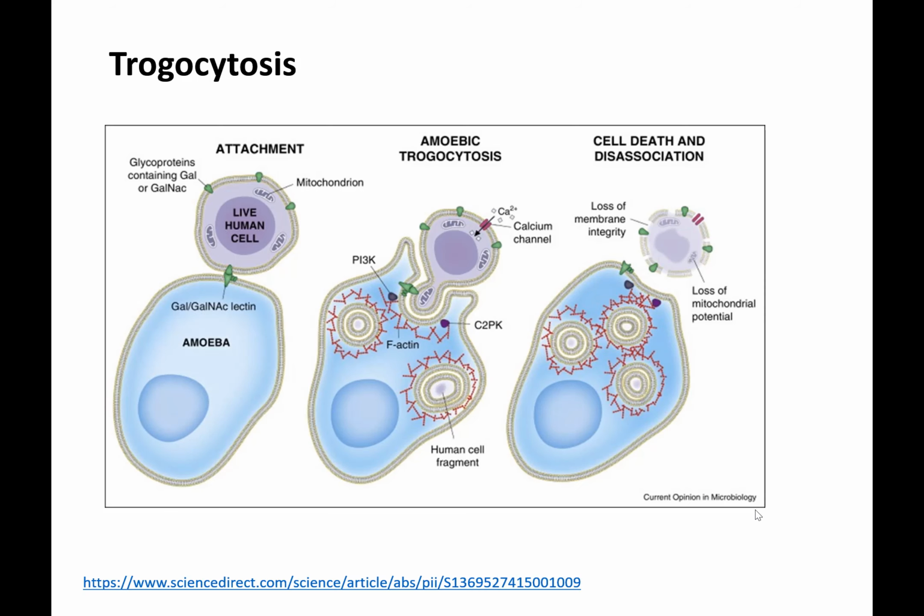So I just want to make sure you understand the difference between trogocytosis and phagocytosis. So trogocytosis is this idea of a nibble, meaning that the amoeba is biting off or removing a little bit of the membrane, cytoplasm, cell contents from the, in this case, human cell that they are attacking, but they're not engulfing the whole thing. So it's different than phagocytosis, which I'll show you in a minute.